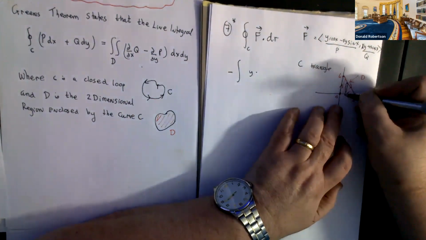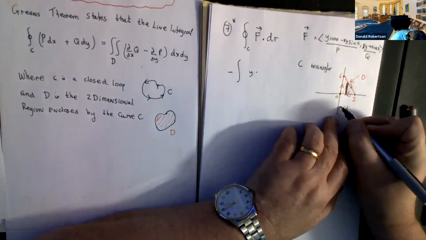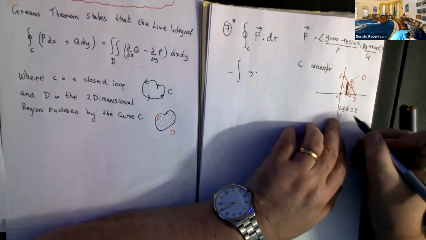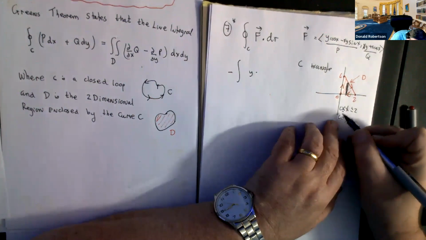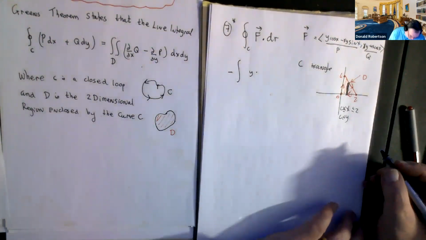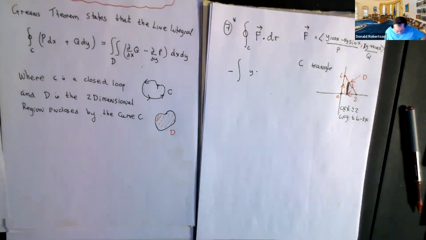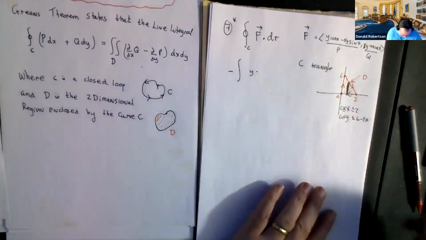So let's set up limits of integration for this fella. x is going to go from 0 to 2, and y is going to go from 0 to that guy. Now that straight line has a slope of -3, right? And it passes through 6. So that's the equation of this line here.